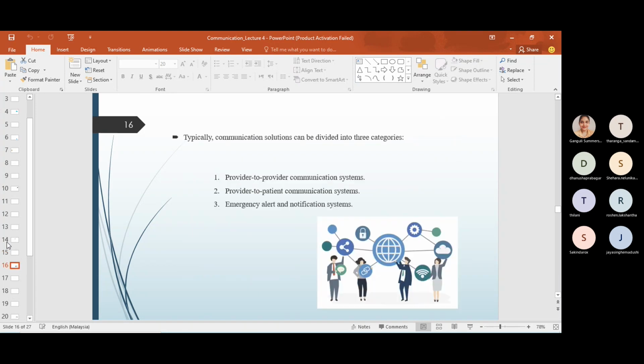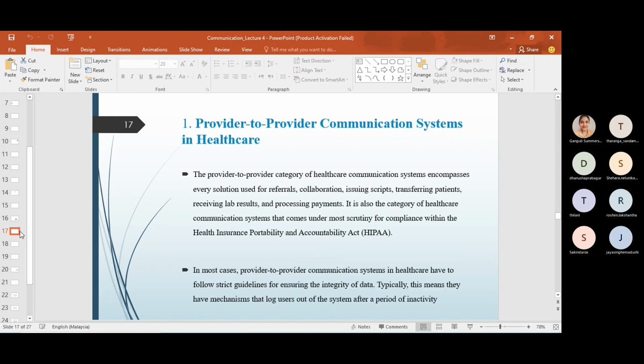All right. So guys, when it comes to communication systems, we have 3 main communication systems. Okay, so provider to provider communication systems, provider to patient communication systems, emergency alert and notification systems. Okay, so these are the 3 main communication systems that we have. Okay, so we'll first look into the first communication system, provider to provider communication systems in healthcare.